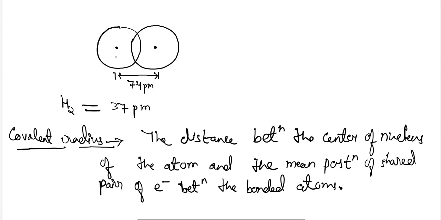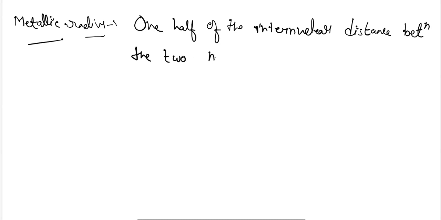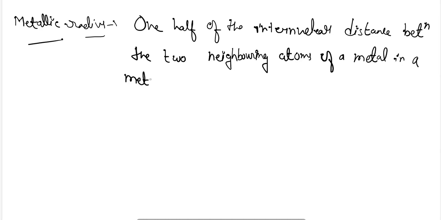Next is the metallic radius. The definition for metallic radius is one half of the internuclear distance between the two neighboring atoms of a metal in a metallic lattice. This is termed as the metallic radius.